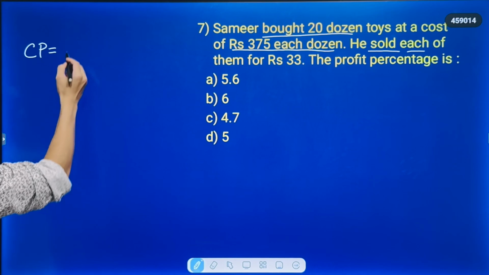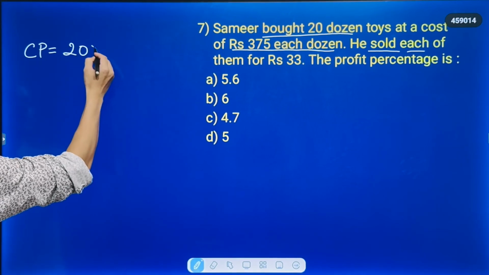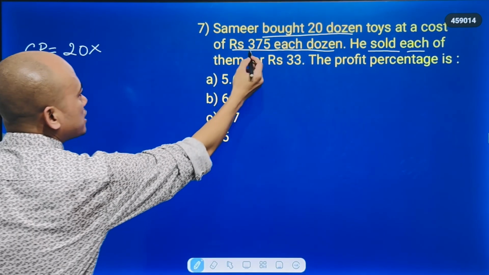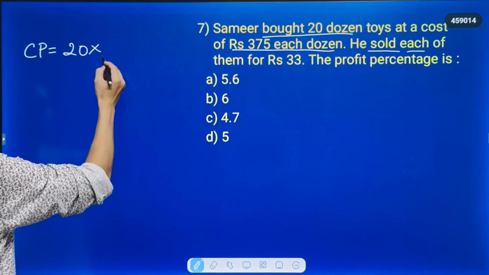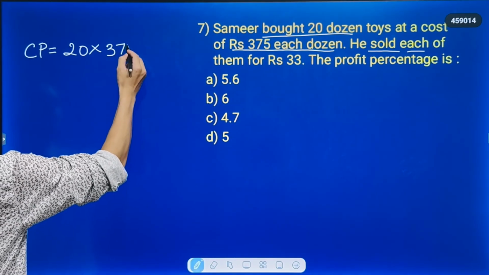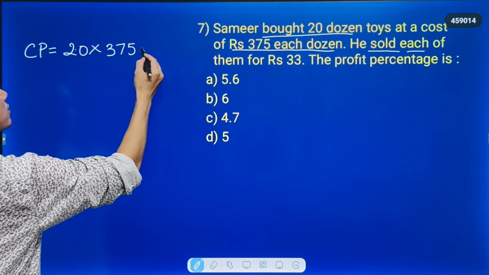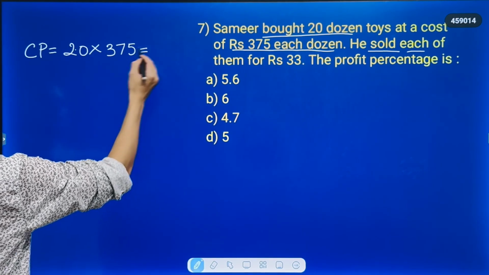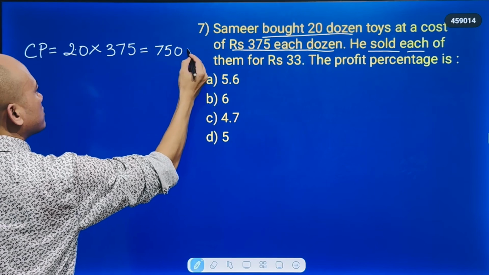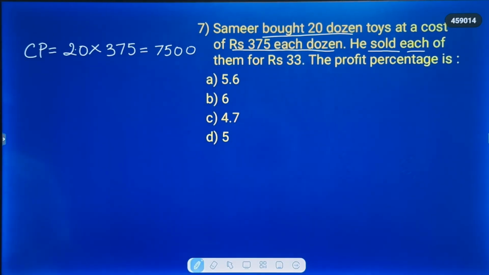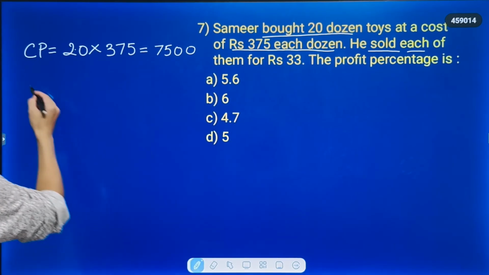How much will the CP be? 20 dozen into 375 each dozen, or 375 per dozen. 1 dozen is 375, so how much will 20 dozen be? 20 into 375. So 375 into 2, 7500. Now we have to find the SP. How much will the SP be?